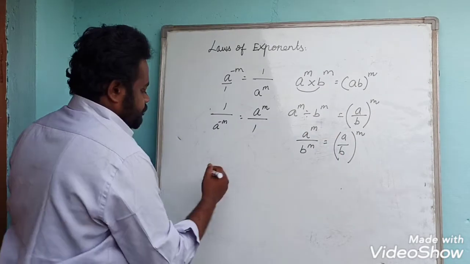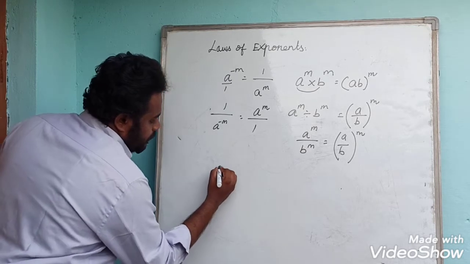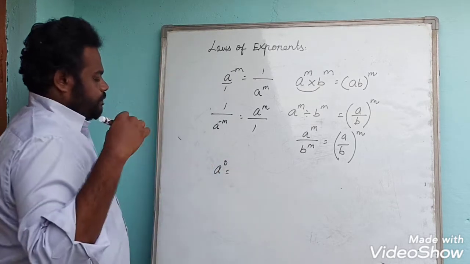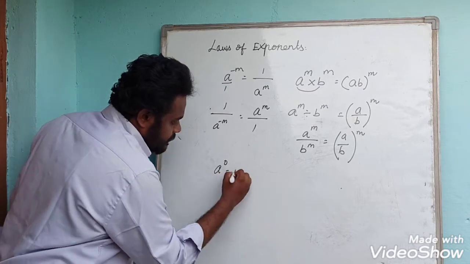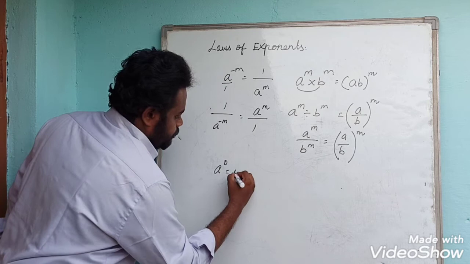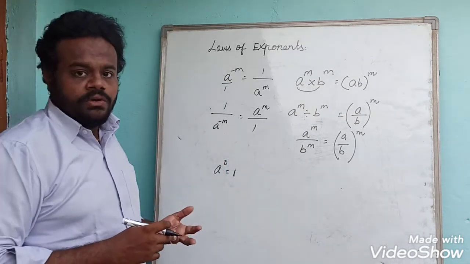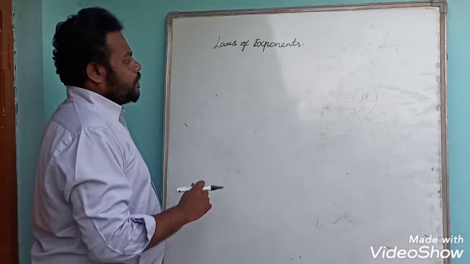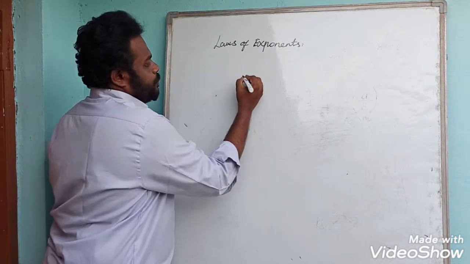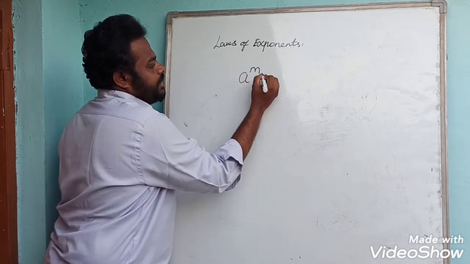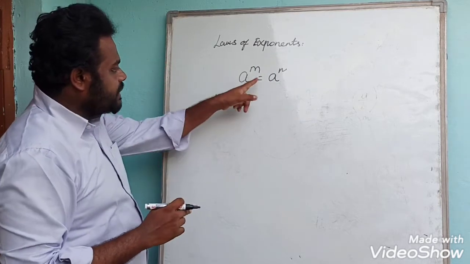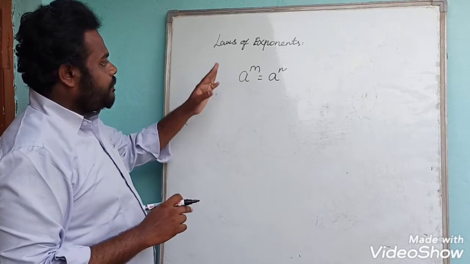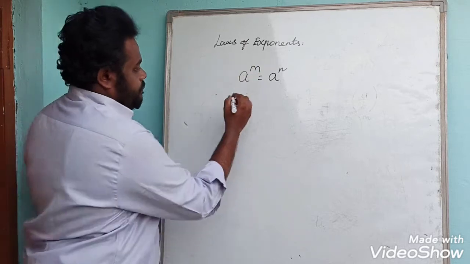And next, already we know that a to the power 0 can be written, the value is 1. Anything power 0, we say it as 1. Okay, now we see equalization of the exponents. For example, a power m is equal to a power n. Here we compare, the bases are equal and obviously the powers are equal.